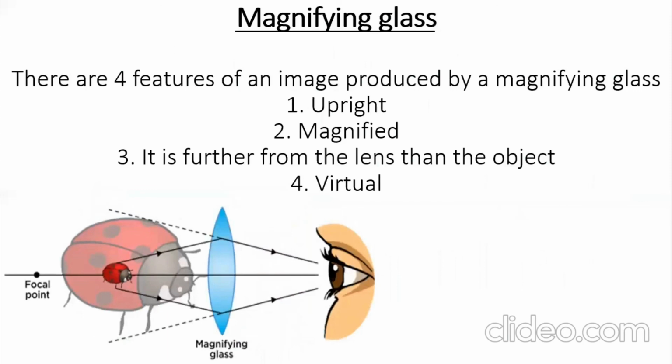So for a magnifying glass, there are four features of the image it produces. The first is upright, the second is magnified, the third is that it's further from the lens than the object, and the fourth is virtual.